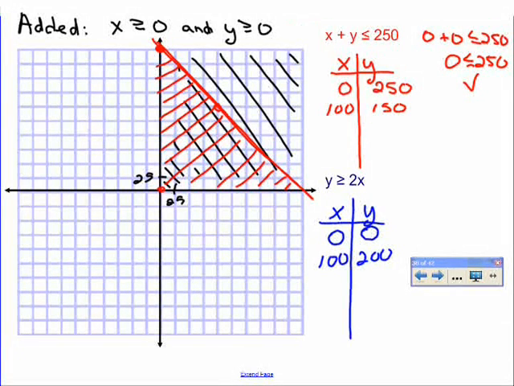So again, plotting these points onto our Cartesian plane. So here is 0, 0. And here is 100, 200. We can connect these two coordinates with a straight solid line. And again, the solid line is because we have the greater than or equal to sign. And again, just make it extend past the bounds of the Cartesian plane.